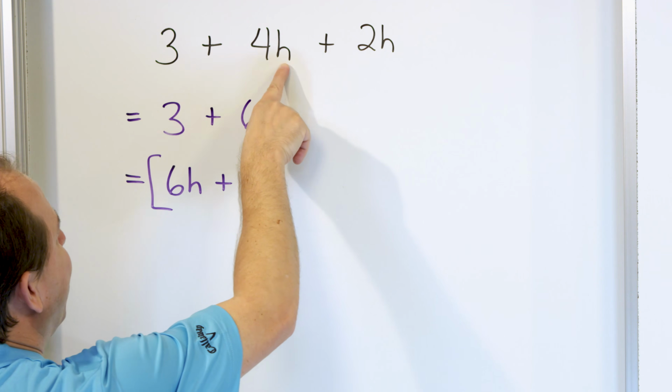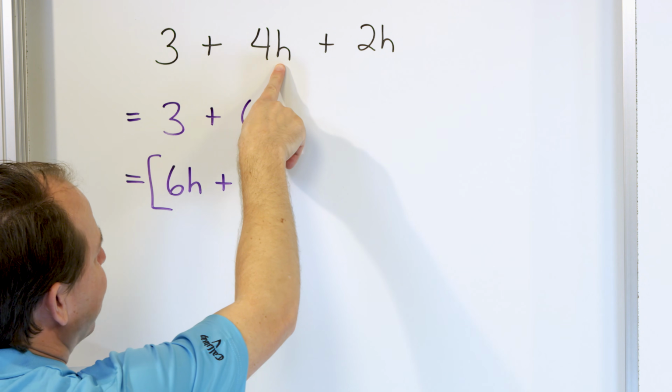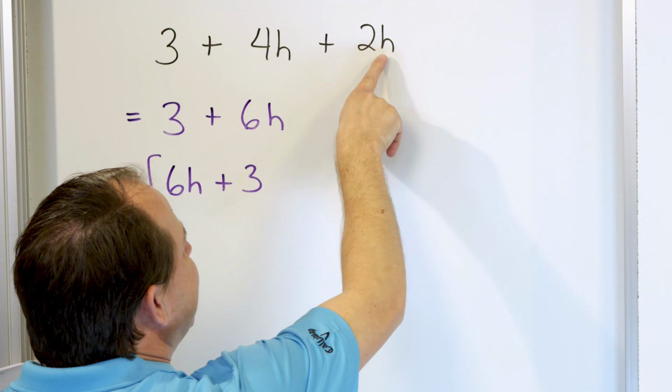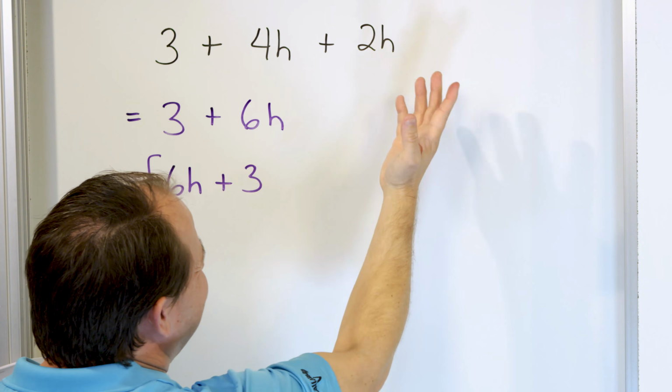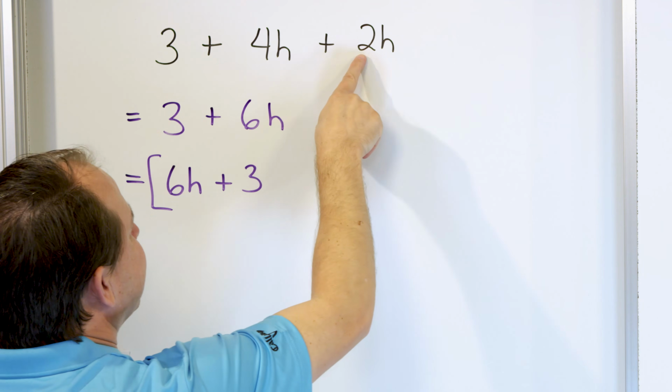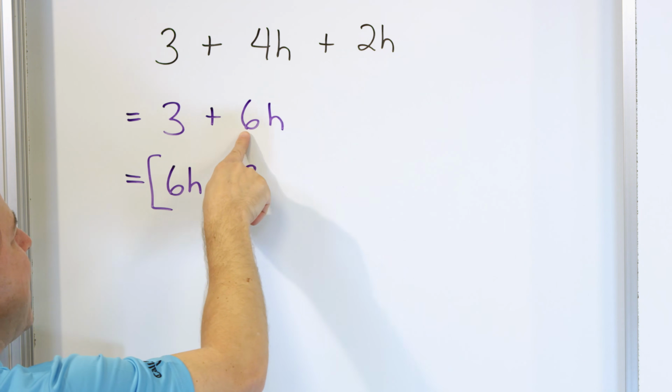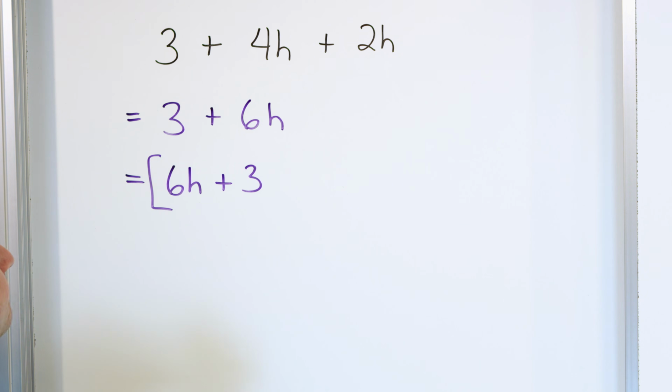In this case, I have 4 h's. We can call them apples though. And here are 2 more of these h's, but we can call them apples. It's easier to think about. So 4 apples and 2 apples, I can add them together. I will then have 6 apples, right?